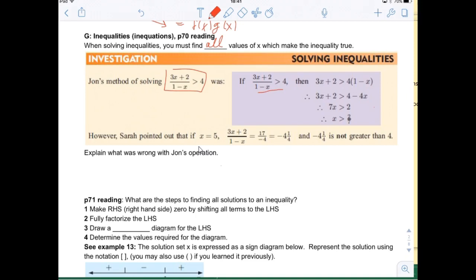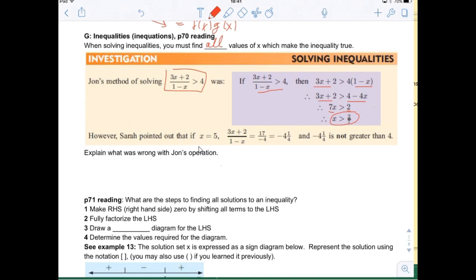He is going to multiply both sides by 1 minus x. When he does so, the left side becomes much simpler, only the numerator. The right side becomes 4 times 1 minus x. You distribute the 4, you get 4 minus 4x on the right side, and 3x plus 2 on the left side. Now we are going to group the x terms on the left, so 3x plus 4x becomes 7x. The right side becomes 4 minus 2, 2. And then we divide both sides by 7, and we get this answer: x is greater than 2 over 7.